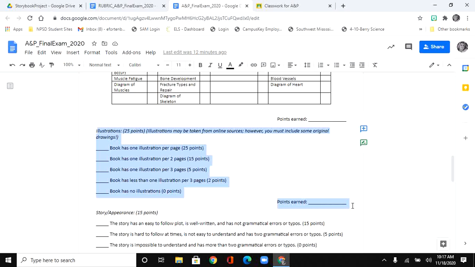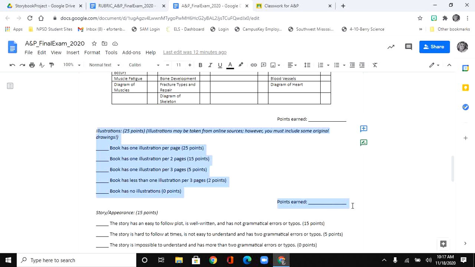But I am going to ask that you have some original drawings in your storybook. And the way that you can do that is you can draw it, and I'm leaving typing paper for you at the front of the classroom. You can use your colored pencils and you can make a drawing, then take a picture of that, email yourself that drawing, and then you just insert it as a picture in your storybook.